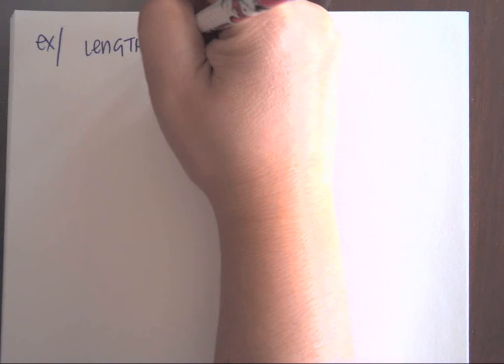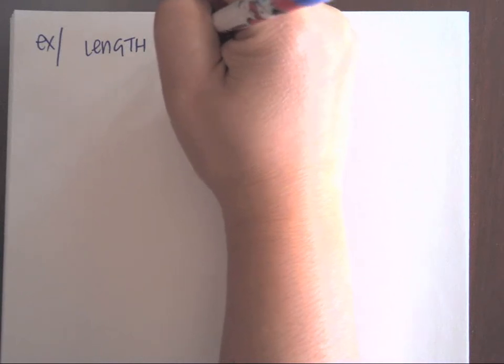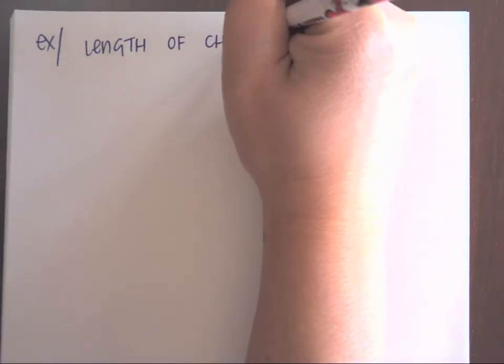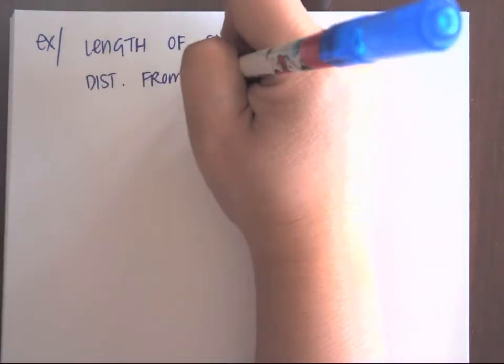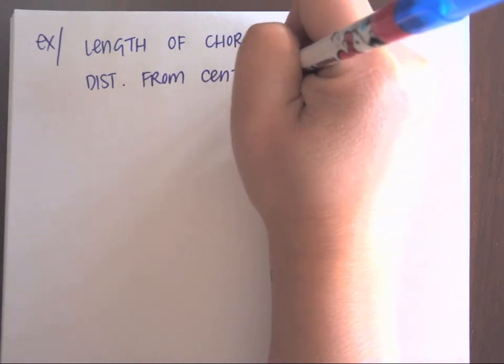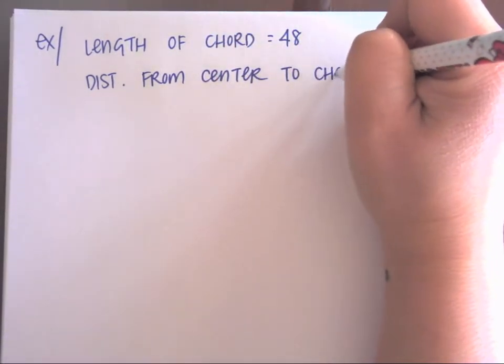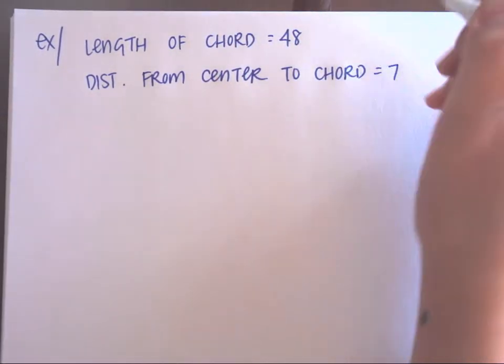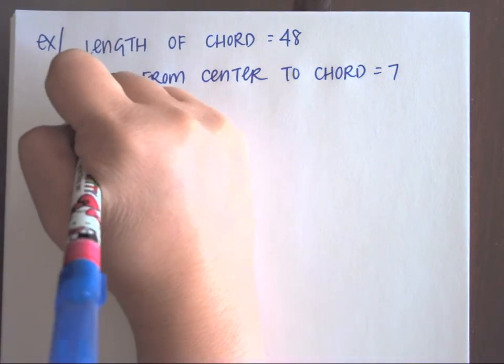Now I'm going to give you some examples that don't have a picture. So you have to come up with a picture. So this kind of tests your vocabulary and knowing all the parts of the circle. So the length of a chord is 48. The distance from the center to the chord is 7. What is the radius?